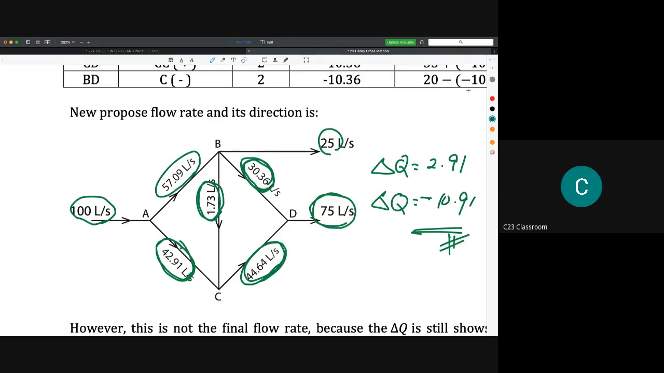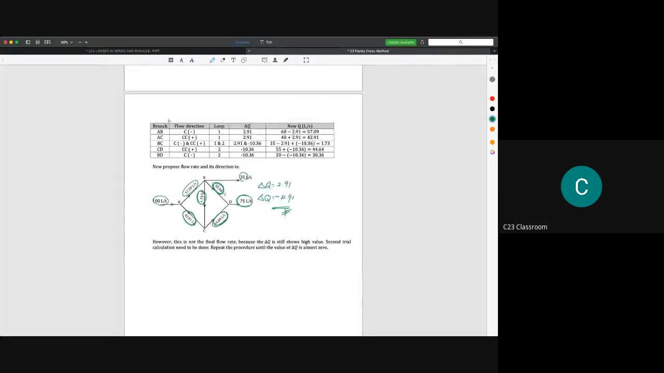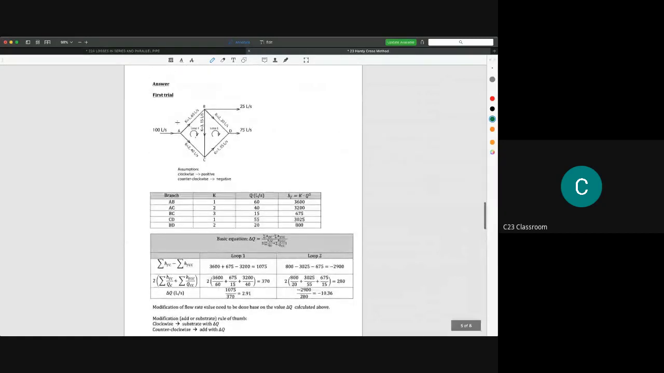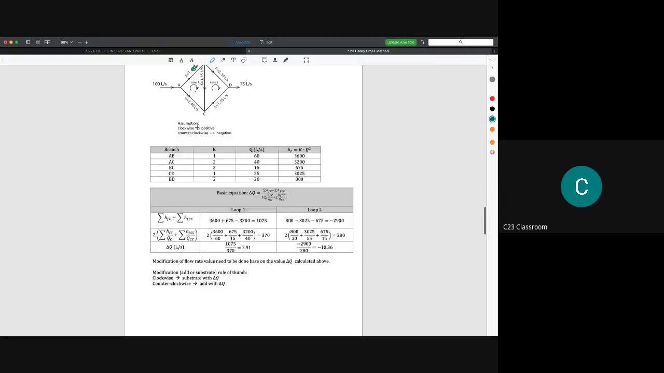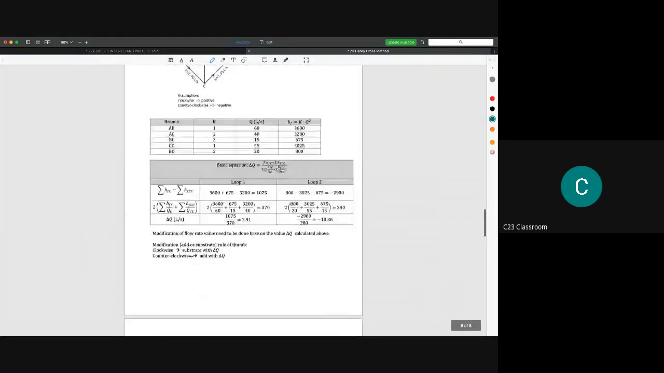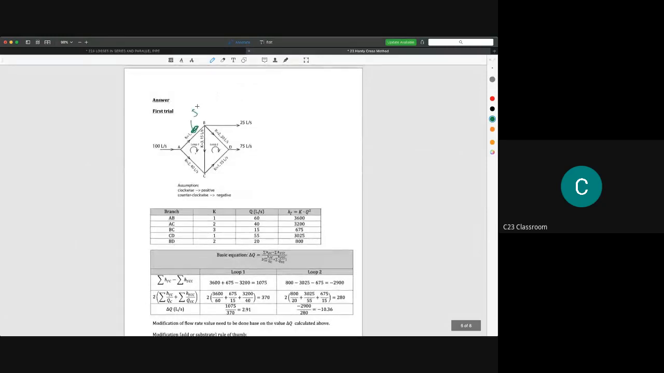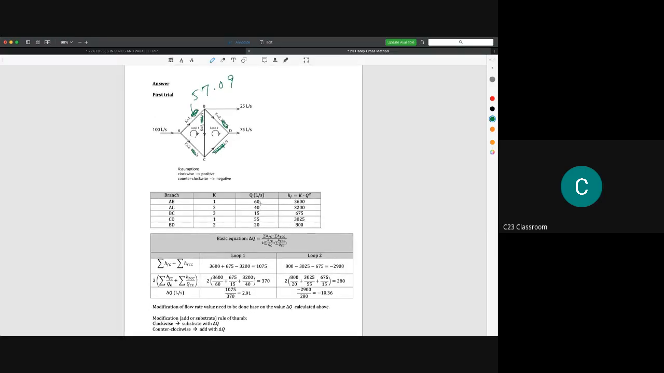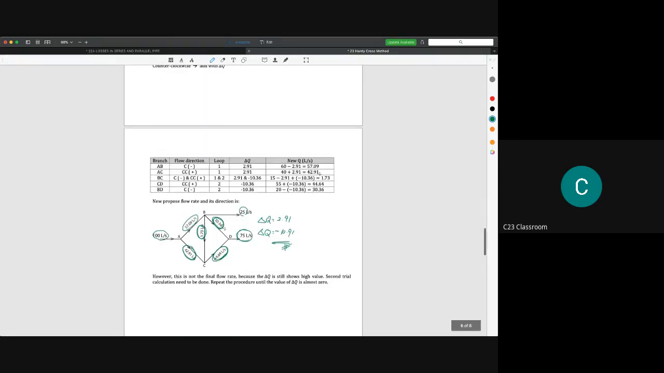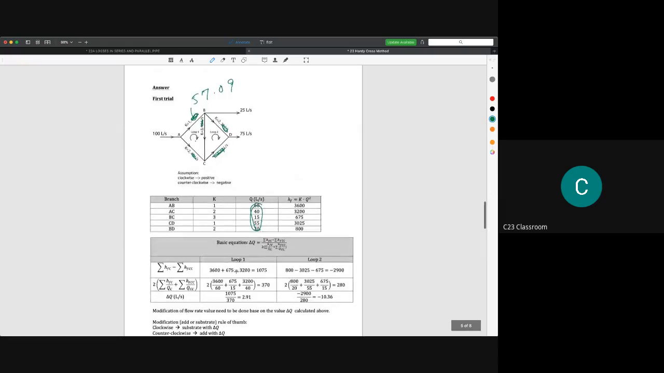So for second iteration, from where you need to start? You need to repeat all of this section, all of this calculation, but from here, you just replace this value with the value that you get from your first calculation, which is 57.09. So you just replace here as 57.09, and then you replace this one, and also this one. And then from this table, you need to replace this table with all the values that you get here. And then you need to start your calculation again here.